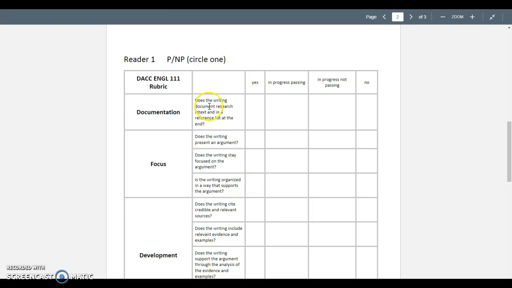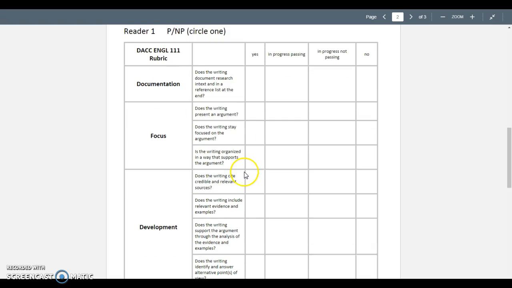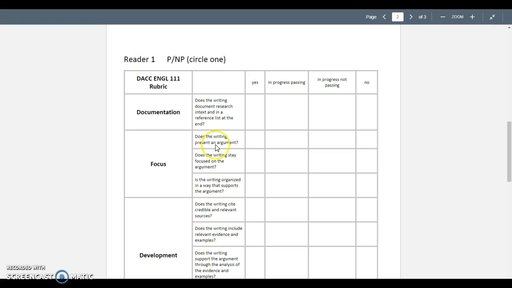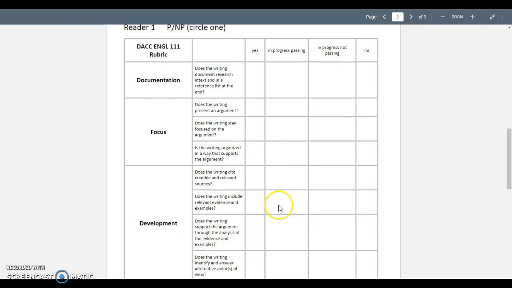For example, does the writing document research in text and in a reference list at the end? If this is no, then that means that you need to revise this area. If this is the only thing that receives a no, then you know that the rest of the essay is okay, but that you really need to focus and revise this. Okay, so I think the goal should be to try to get as few of these as possible, so you want to stick to this for it to be a complete pass.